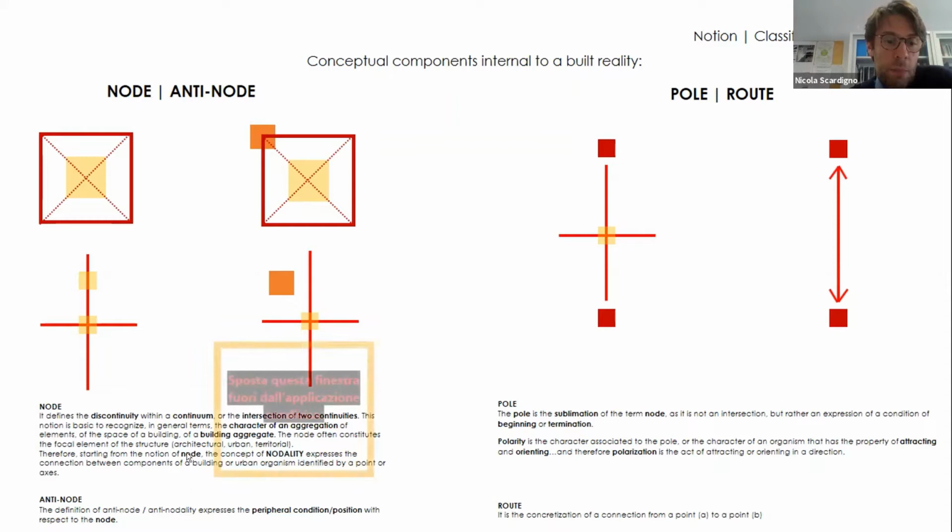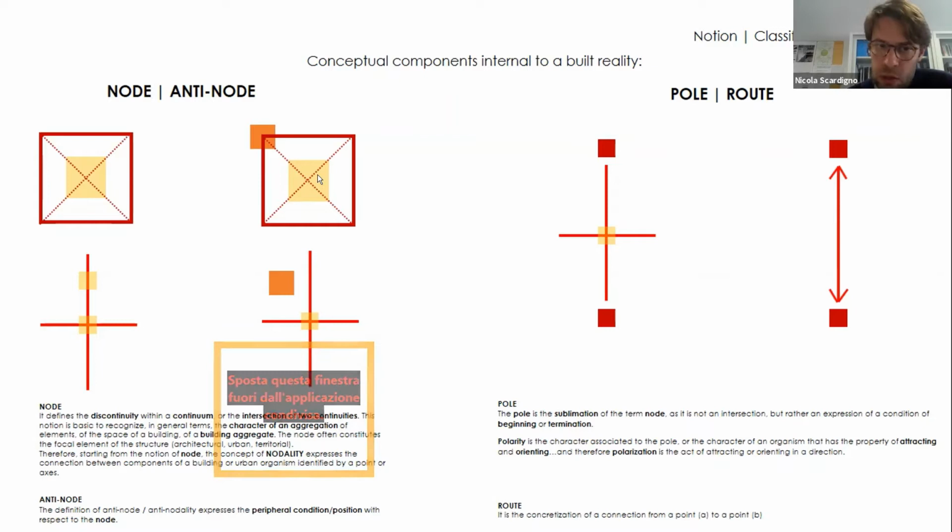Consequently, the concept of the antinode expresses the peripheral condition, as less position with respect to the node. For example, if this is a node, this is the antinode condition, which is peripheral with respect to the node.